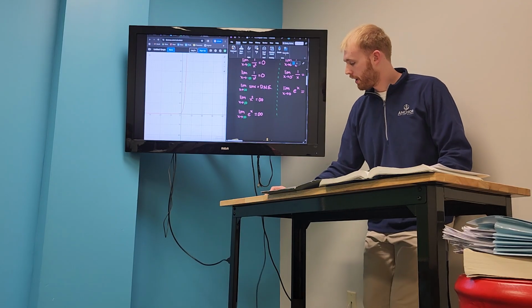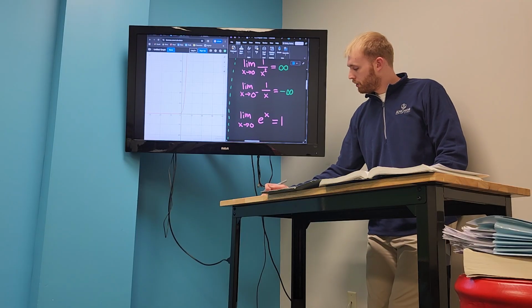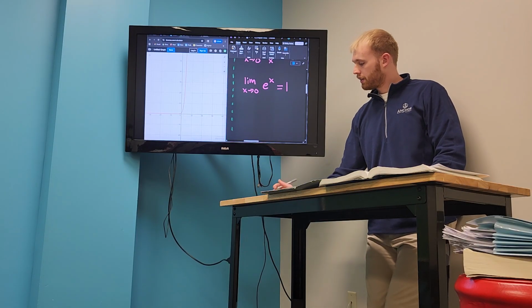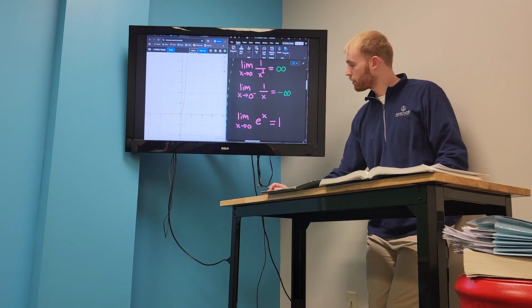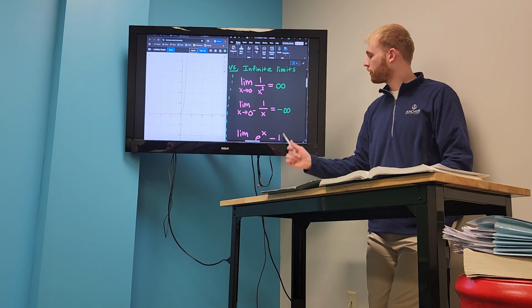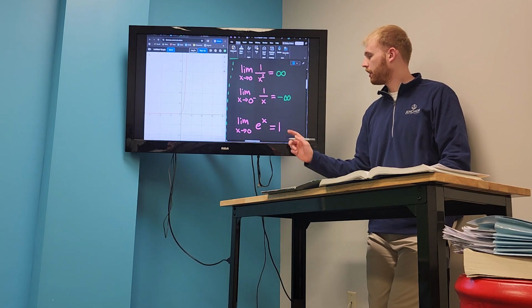All right. Let's talk about this one. Is this an example of an infinite limit? Because remember, these ones had 0 here, and they went off to infinity. This one has 0 here, and then it equals 1.